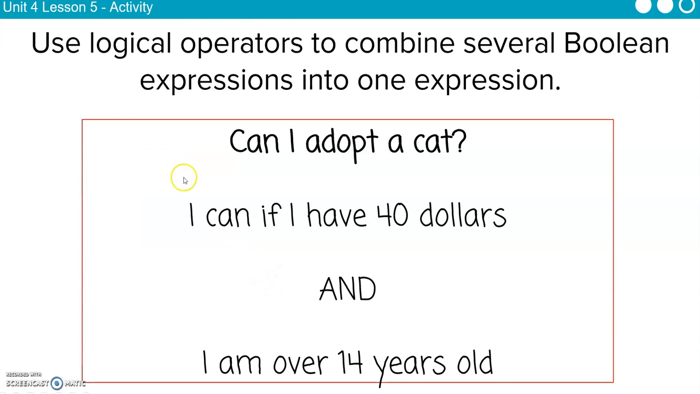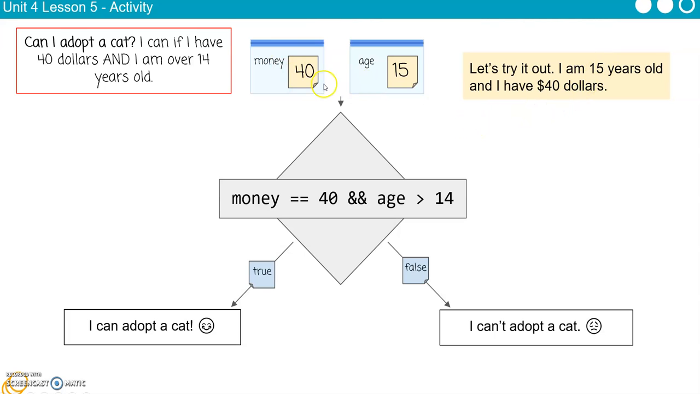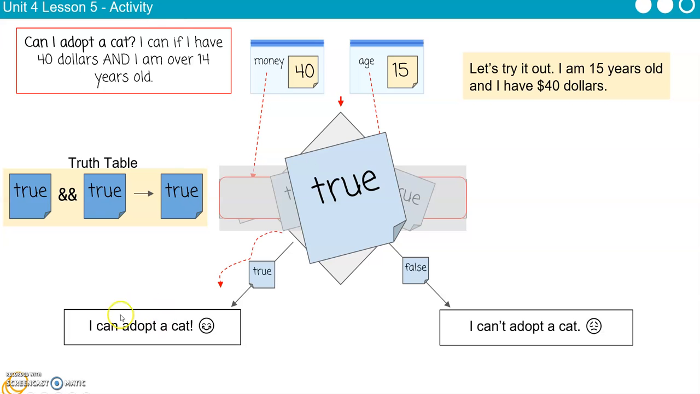Pretty straightforward. So instead of having those two separate steps, if we look here, $40 and I'm over 14 years old, we can put that into one expression. So the money is equal to $40 and the age is over 14. If you're 15 years old and have $40, good, we can get a cat. Money is 40, age is 15. Both of those are true, so it evaluates to true, and you can get the cat.